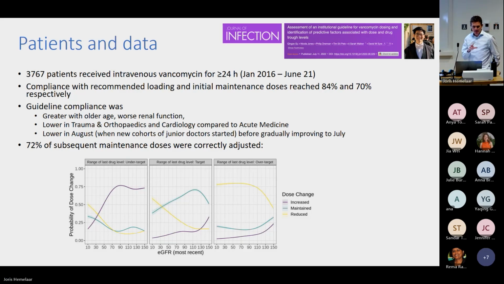And then when new junior doctors started each August, we saw prescribing somewhat deteriorate. And then as you went until the following July, you then saw an improvement. Small, but the effect was there.